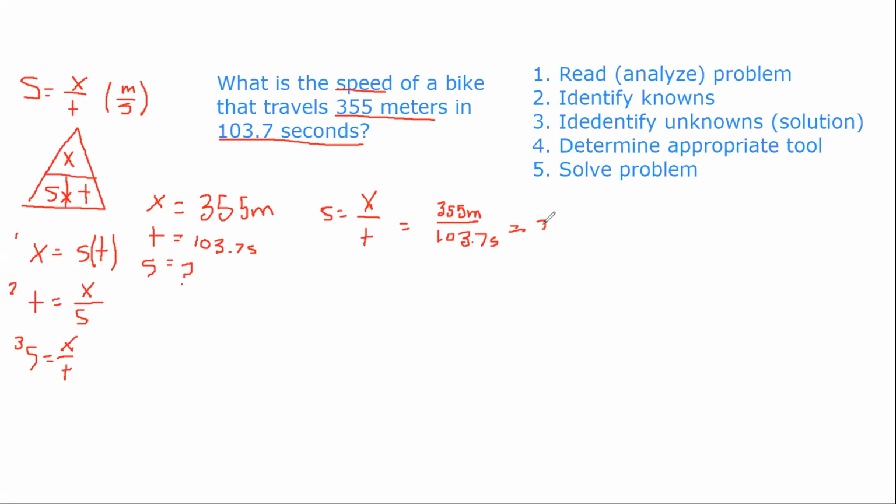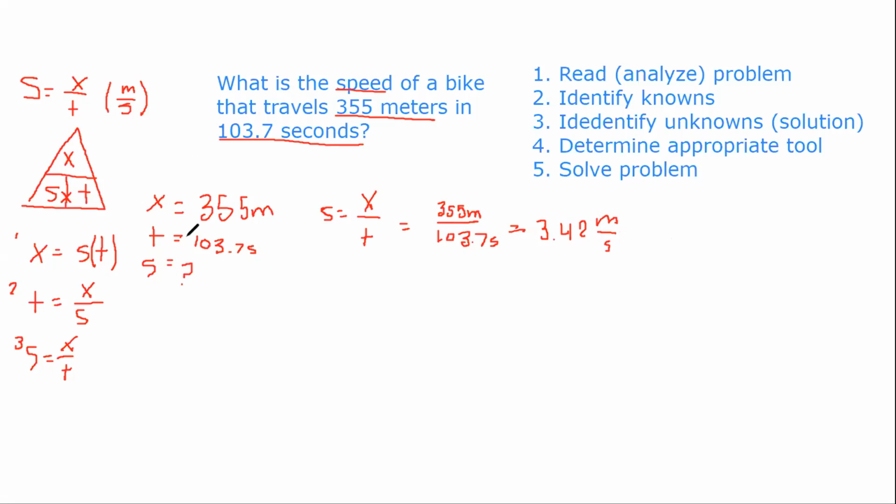3.42 meters per second. There we go, 3.42. And we've got meters per second because we had meters from our distance and seconds from our time. So 3.42 meters per second. This is how you solve these kinds of problems. Notice that everything came together quite smoothly.